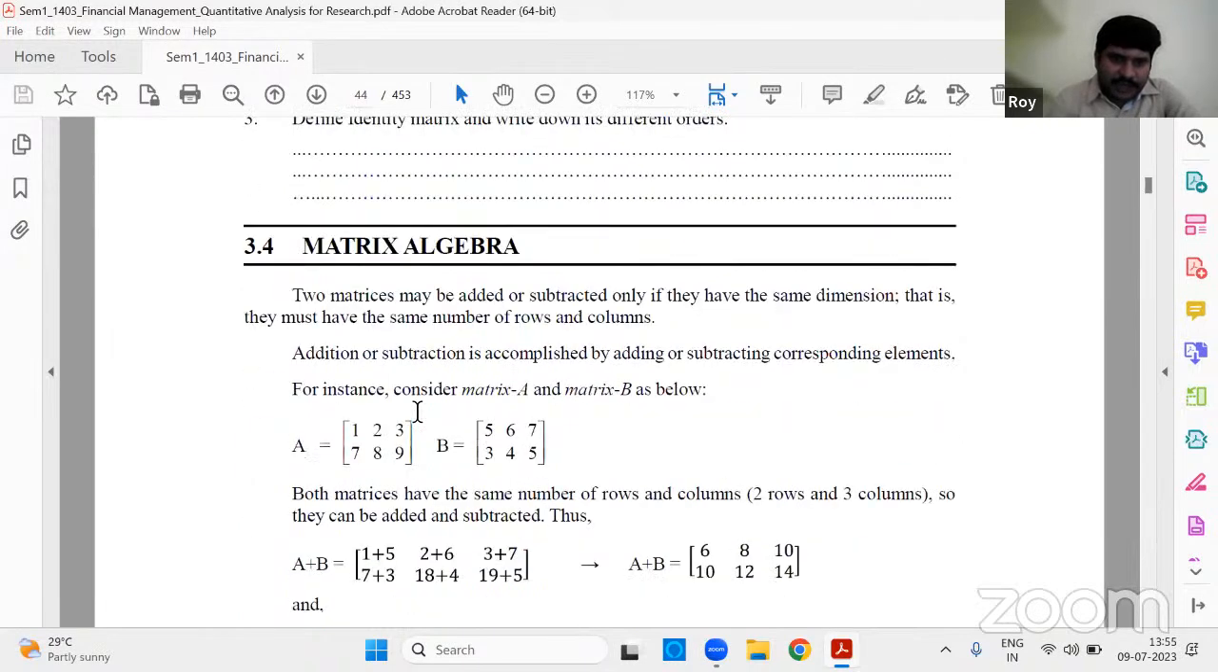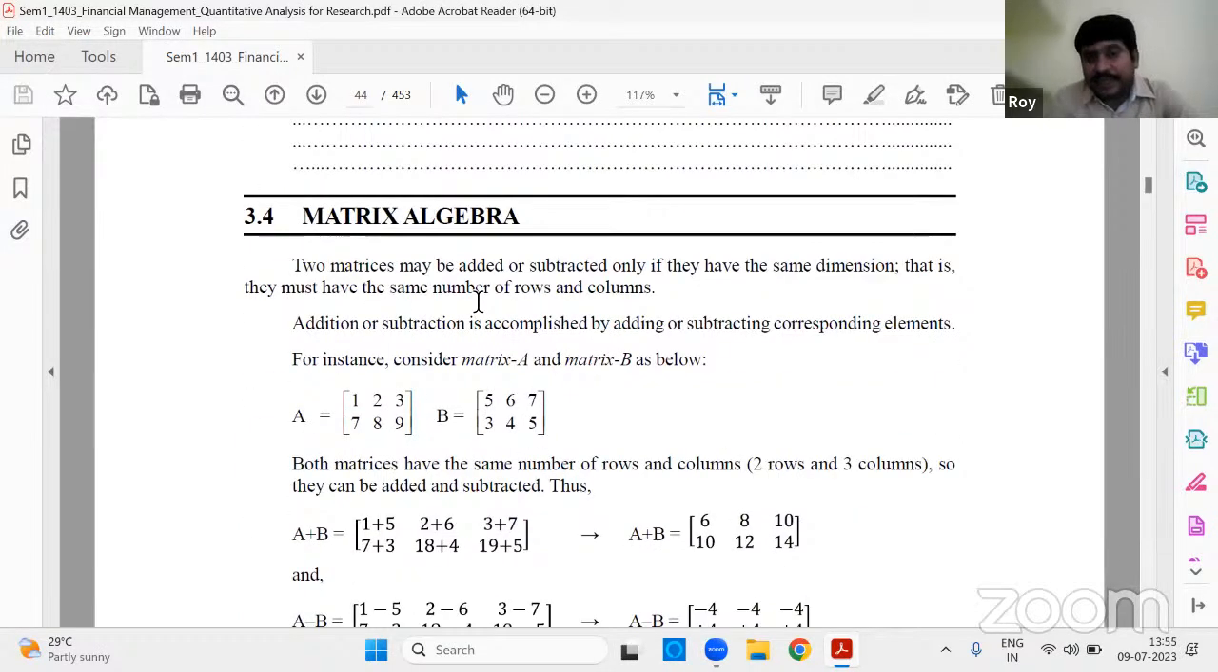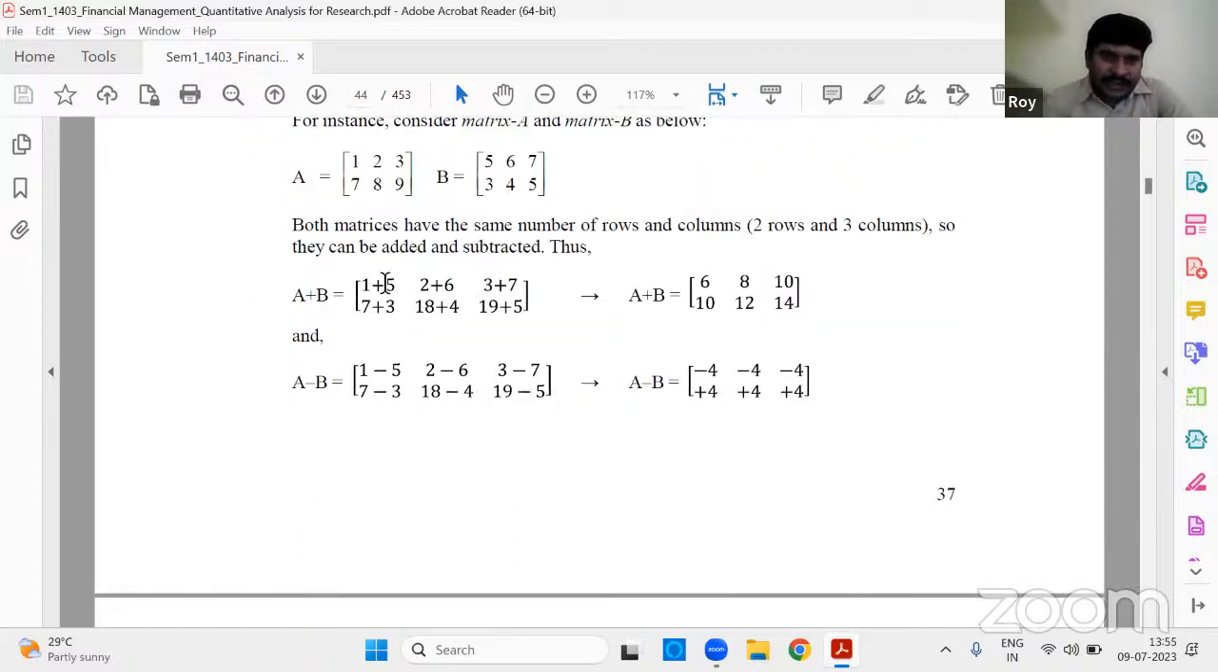Now, matrix algebra. What is matrix? Two matrices can be added, subtracted only if they have the same dimension. What is dimension means? If it is a 2 by 2 matrix, if it is a 3 by 3 matrix, if both the matrix dimensions are same. If A is 2 by 2, then B is 2 by 2, then only we can add. If it is 3 by 2, then 3 by 2, then only both will be added. Like this, this is the thing.